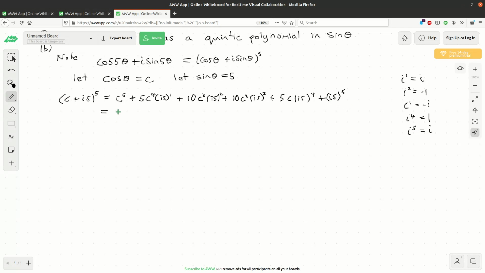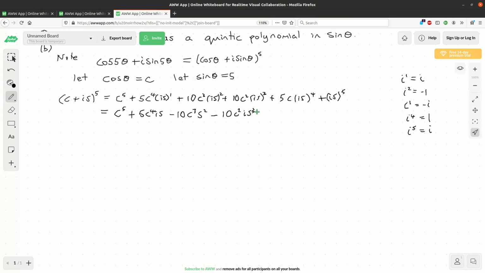So then we've got c to the power of 5 plus, now we're going to have 5c to the power of 4 times i times s. Well, i to the power of 1 is i. We can't really do much with that, so I'm just going to write 5c to the power of 4 i s. I'll take the brackets off just to show myself that I've dealt with it. Then we're going to have i squared, which is minus 1. So this is going to become minus 10c cubed s squared. I'm getting rid of any i's where I can cancel them. i cubed is going to be minus i, so this is going to be minus 10c squared i s cubed.